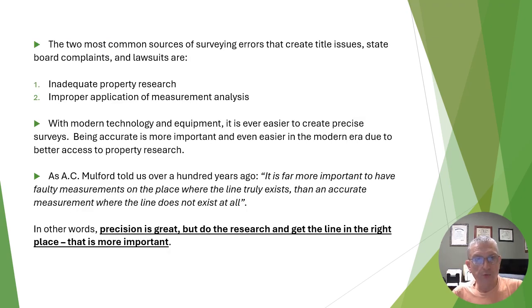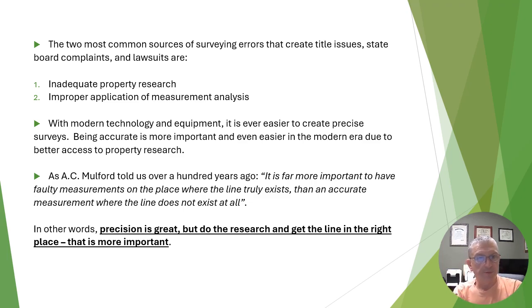You would have thought that the people at Merriam-Webster were land surveyors. And two of the most common sources of surveying errors that create title issues, state board complaints, and lawsuits, and hard feelings and bad business are 1, inadequate property research, and 2, the improper application of measurement analysis. In other words, putting precision above accuracy. This happens way too often. With modern surveying equipment and technology, it's easier than it's ever been to do precise surveying. Being accurate is more important and even easier in the modern era due to better access to property research.